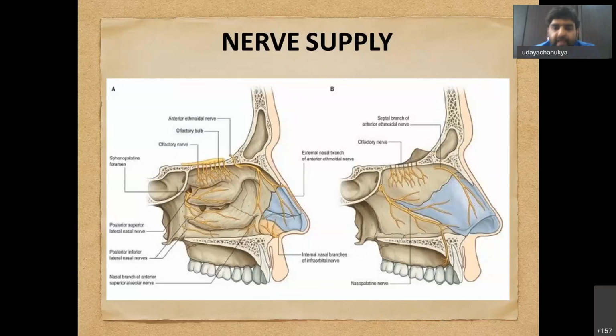Apart from this, there are the posterior superior lateral nasal nerve, posterior inferior lateral nasal nerve, and the nasal branch of the anterior superior alveolar nerve. All these branches come from the sphenopalatine foramen, and these are the nasopalatine nerves which supply the septum also. Okay, the septum and the lateral wall are also supplied by the anterior ethmoidal nerves.